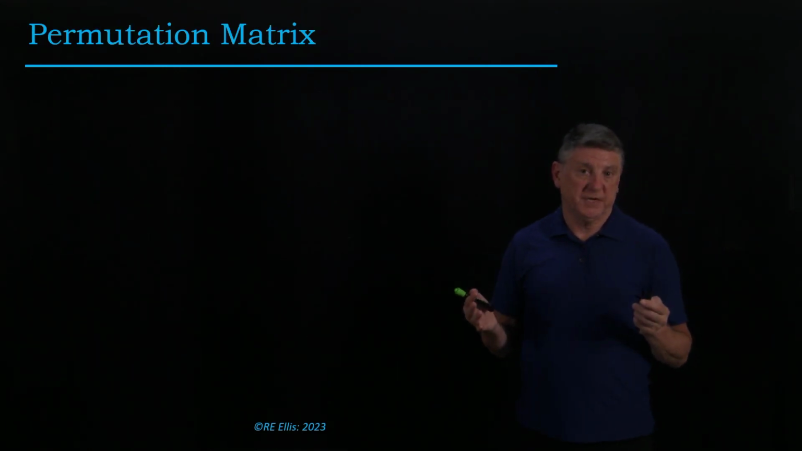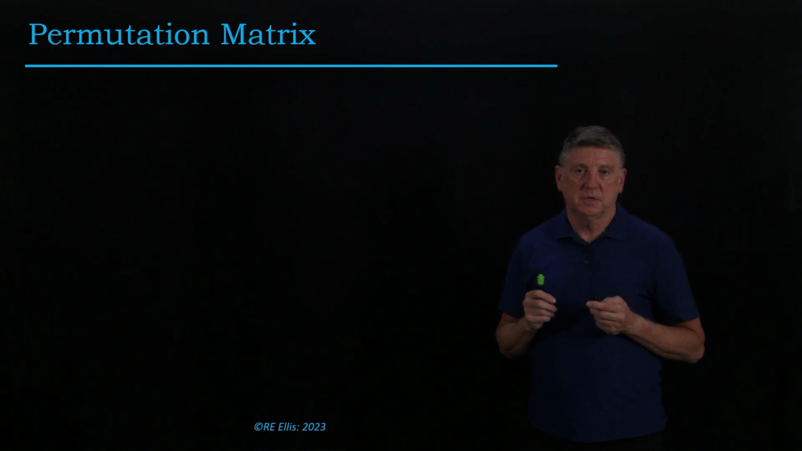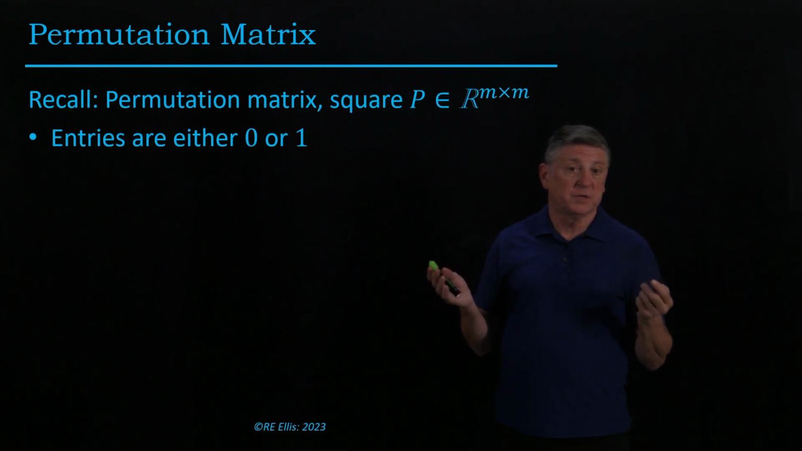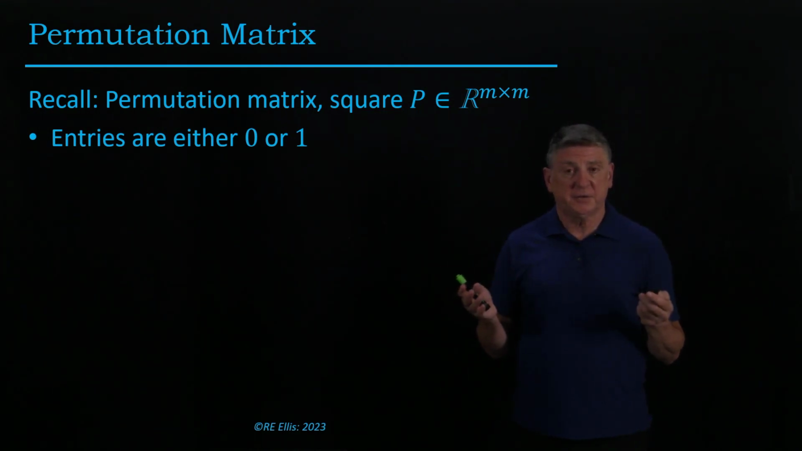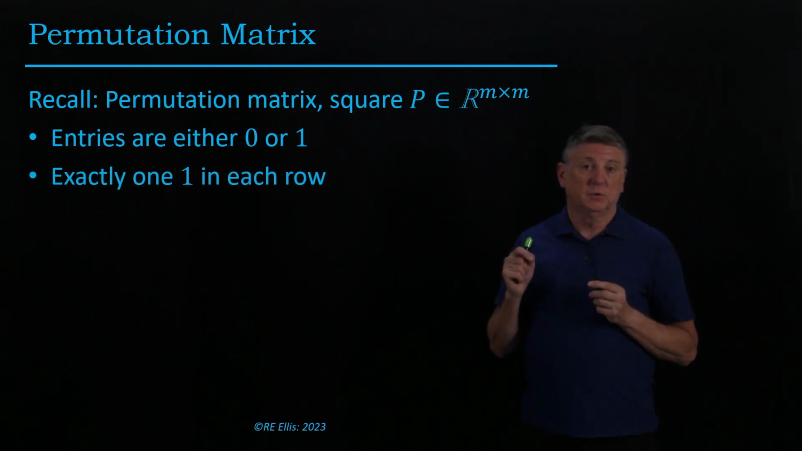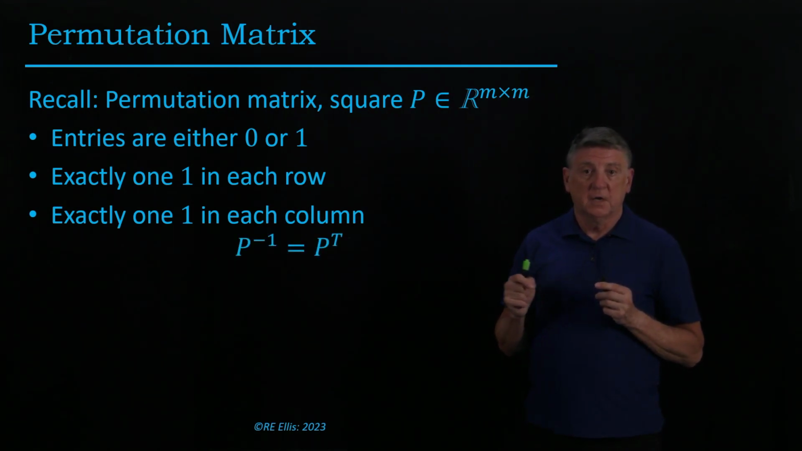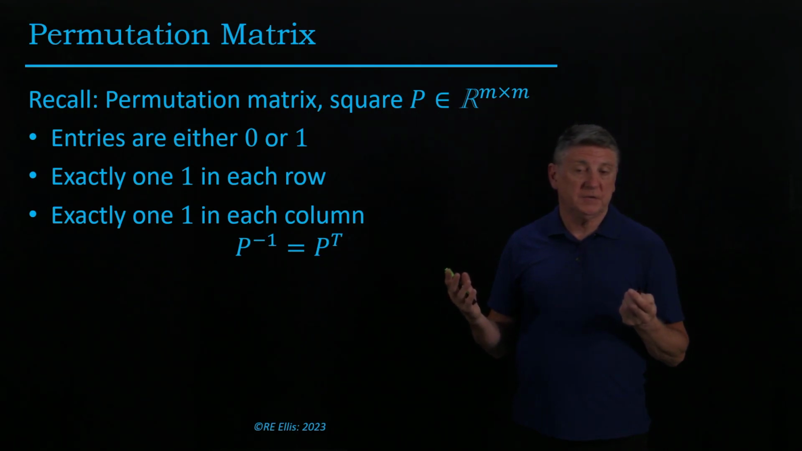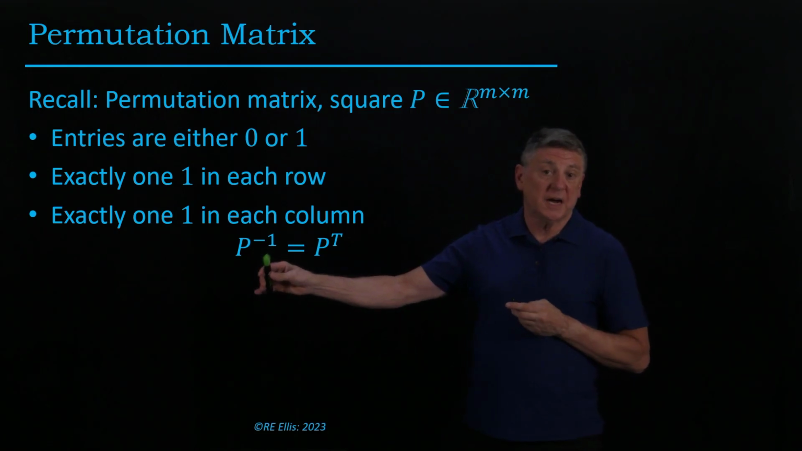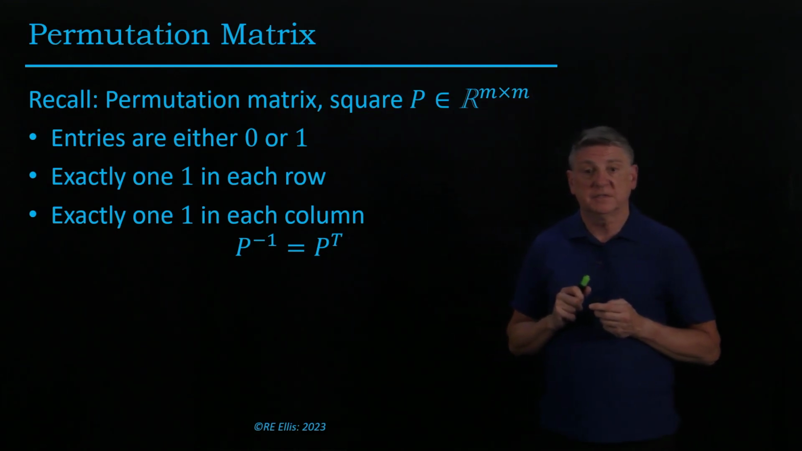Let's recall a permutation matrix. A permutation of a set of numbers is a way to rearrange the numbers, and we can represent this using a matrix. The properties of a permutation matrix are that each entry is either 0 or 1, and then there are two simple rules: there's exactly a single 1 in each row and exactly a single 1 in each column. What this means is it's an orthogonal matrix, and the inverse is the transpose. So if we want to undo the permutation specified by P, all we have to do is look at the transpose of the same matrix.